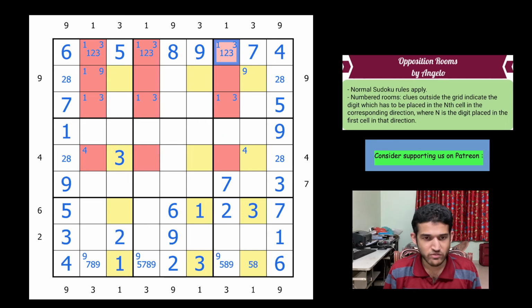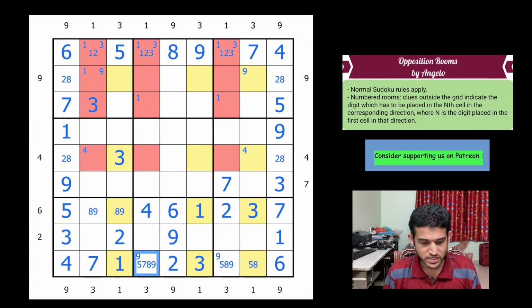Okay, if I look at this row, where does the 4 go? There is only 1 cell left. 4 goes here. This will be 8 and 9. That gives us 7 here, which forces the 3 here, which forces 1 or a 2 here. And these are not 3's anymore.